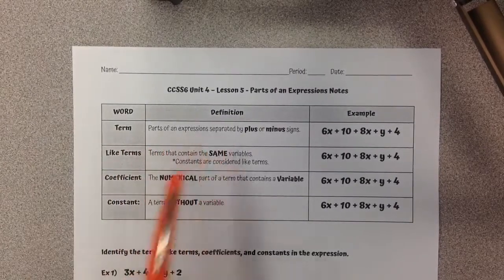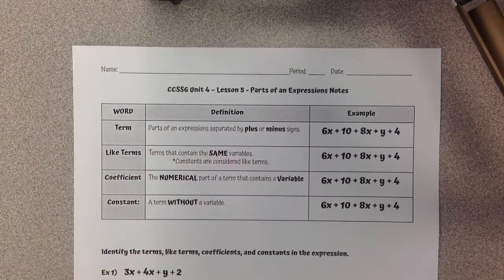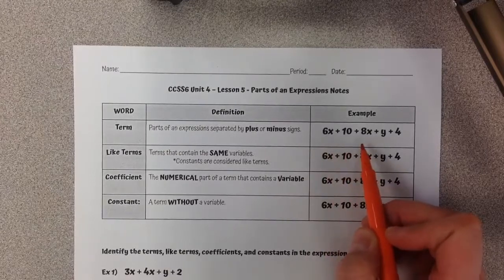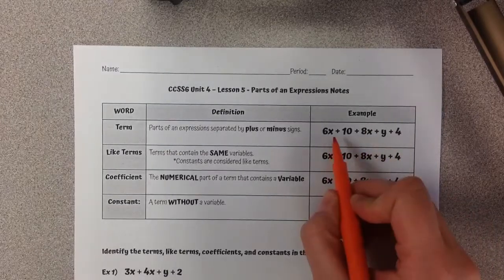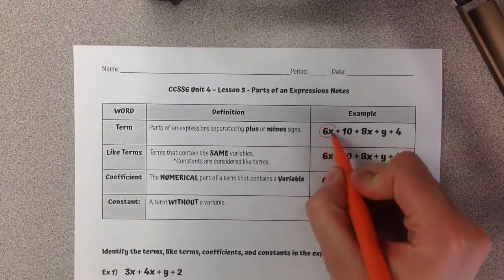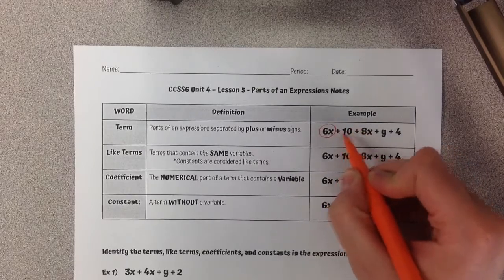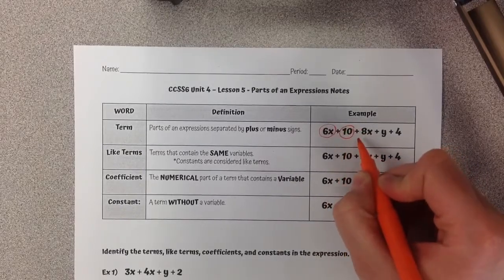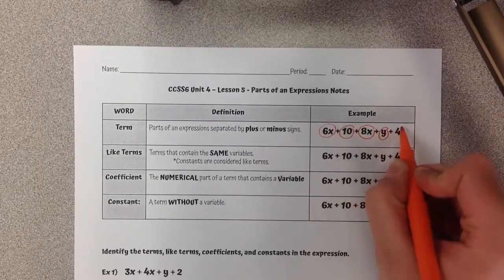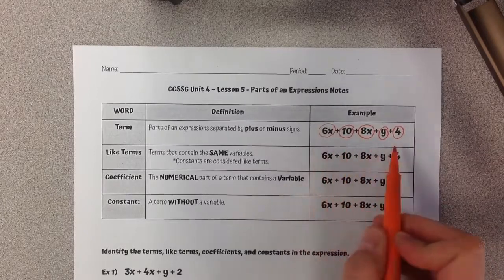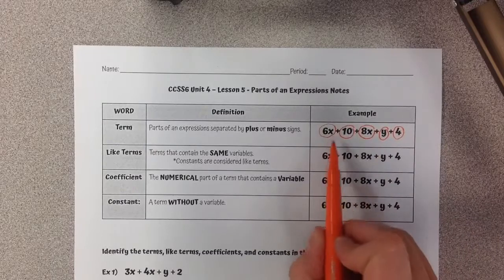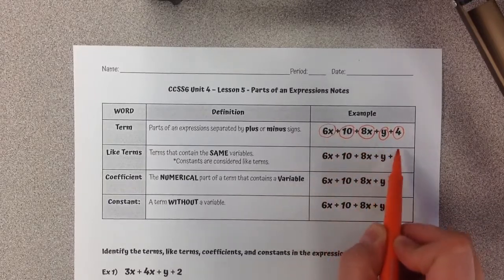Terms are parts of an expression that are separated by plus or minus signs. So if you look at this example, we have 6x plus 10 plus 8x plus y plus 4. So we only have addition in this example, so anything that's separated by an addition sign, so I have 6x, then there's an addition sign, I have 10, addition, 8x, y, and 4. So this specific example has 1, 2, 3, 4, 5 different terms. So my terms would be 6x, 10, 8x, y, and 4.